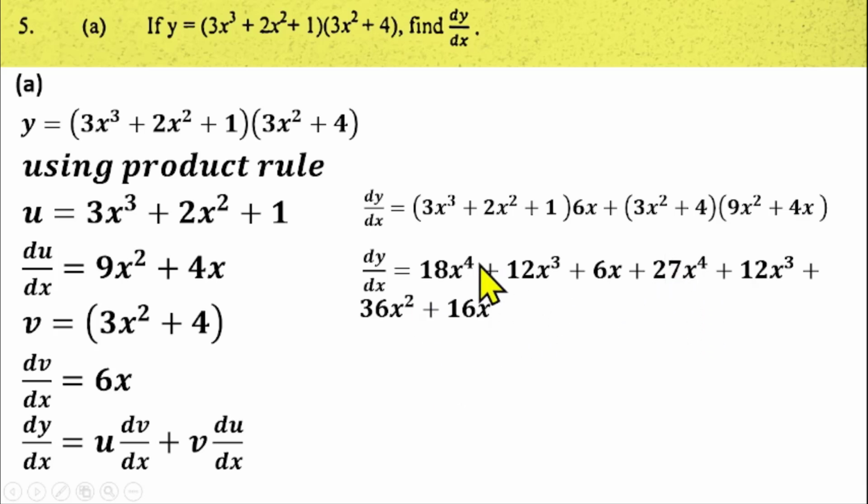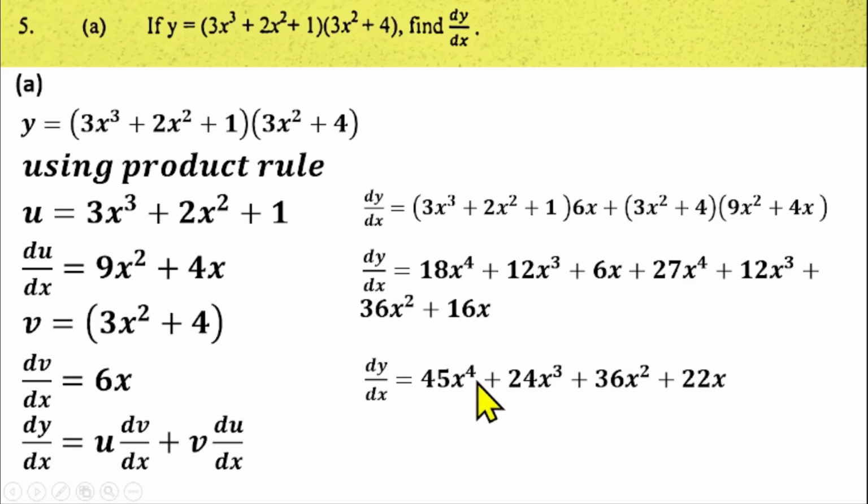We can collect like terms: 18x raised to the power 4 plus 27x raised to the power 4 should give us 45x raised to power 4. Then 12x raised to power 3 plus 12x raised to power 3 gives us 24x raised to power 3. Likewise, we have 36x squared here. Then 16x plus 6x gives us 22x. So that's the solution for question number 5a.